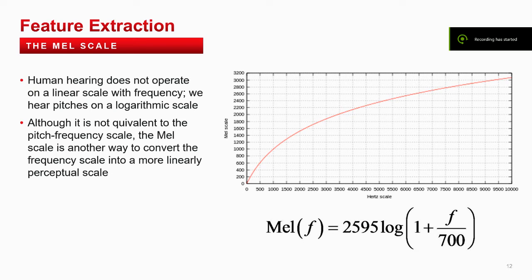The reason we use MFCCs is that human hearing doesn't operate on a linear scale. Now we hear pitches on a logarithmic scale because the note A4 is 440 Hz, whereas an octave up, A5, is 880 Hz. And although it's not equivalent to this pitch frequency scale that we use, the Mel scale is another way to represent frequency in a way that's linearly perceptual to us.